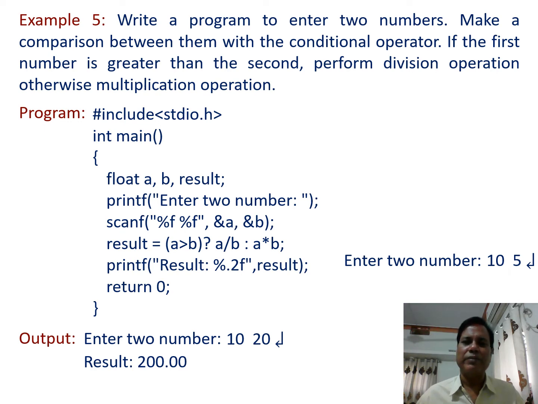In the second run, "Enter two numbers", and suppose the user enters 10 and 5 and presses the enter key. 10 and 5 are taken in and stored in the variables a and b. So in the conditional operator, in expression 1, a greater than b, 10 is greater than 5, this is true. Then the true part, that is expression 2, is evaluated, and expression 2 is the division of the numbers, that is 10 divided by 5. Its output is assigned to the variable result. So we get the result as 2.00.